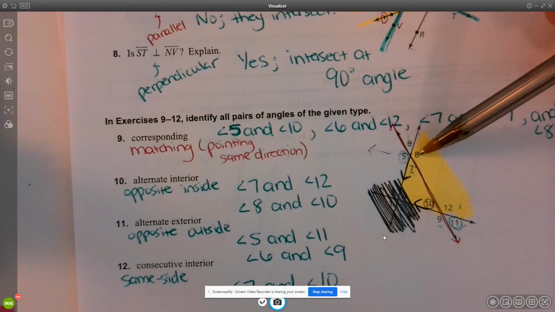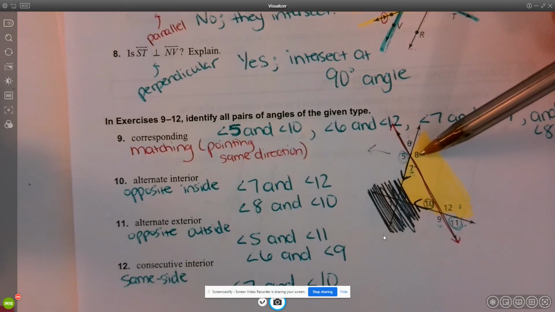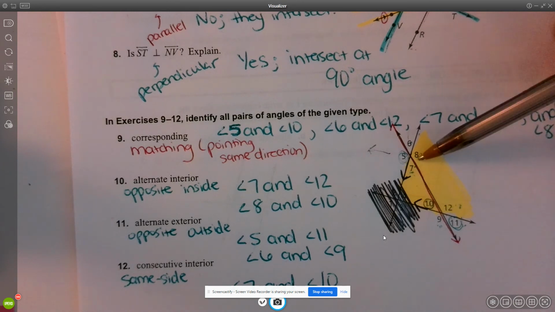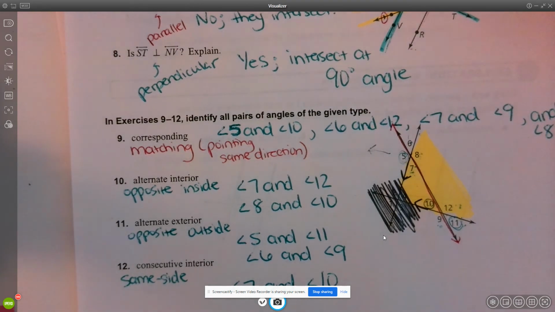Angle 8, we haven't used yet. Angle 8's an interior angle. It's on the same side as angle 12, which is also an interior angle. So angle 8 and 12 are consecutive or same side interior angles.